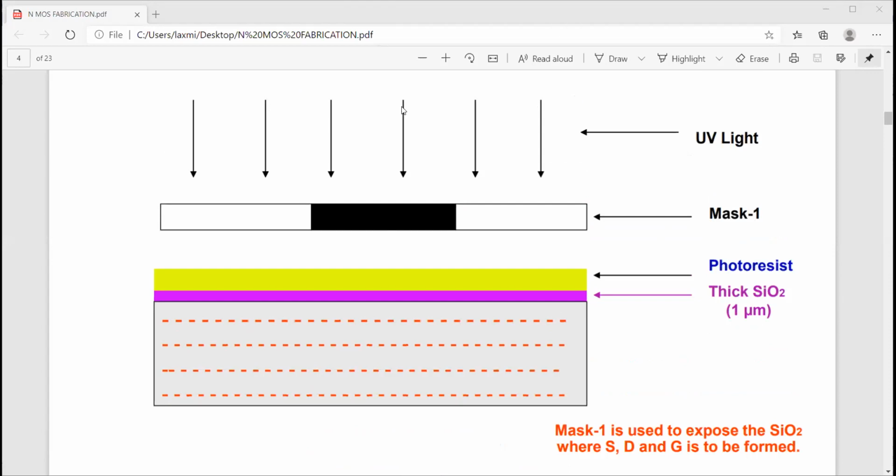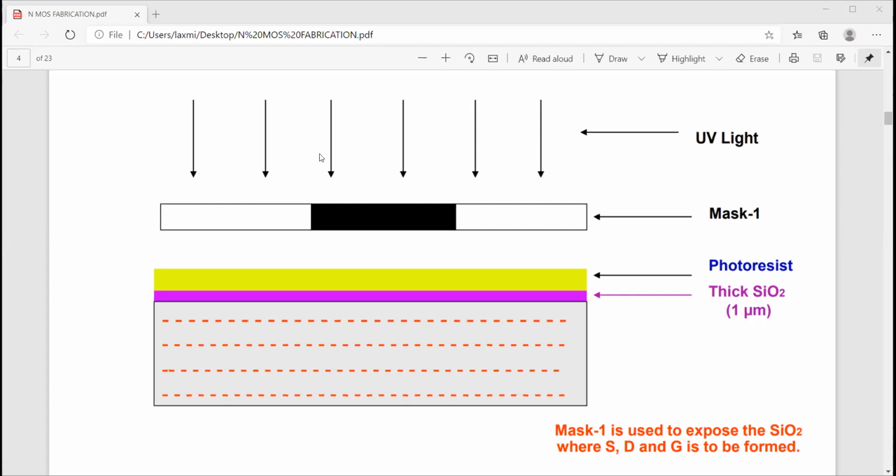We are using a mask and we are imposing a light on this particular substrate. What light? UV light, ultraviolet light. This is not natural light, and we can take it as sunlight, or if it is a company, they will produce a number of lights into UV lights. These are the lights we are imposing on the particular layer.